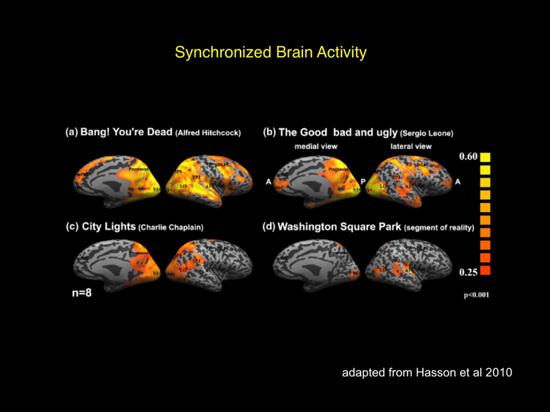The one that did the best is actually an Alfred Hitchcock movie. But then as you start going to the Charlie Chaplin movie and Washington Square Park, you see that the correlation between subjects actually goes down quite a bit. And so the different content and different way that these films are cut and shown has an extreme influence on how individual subjects are actually processing these stimuli.